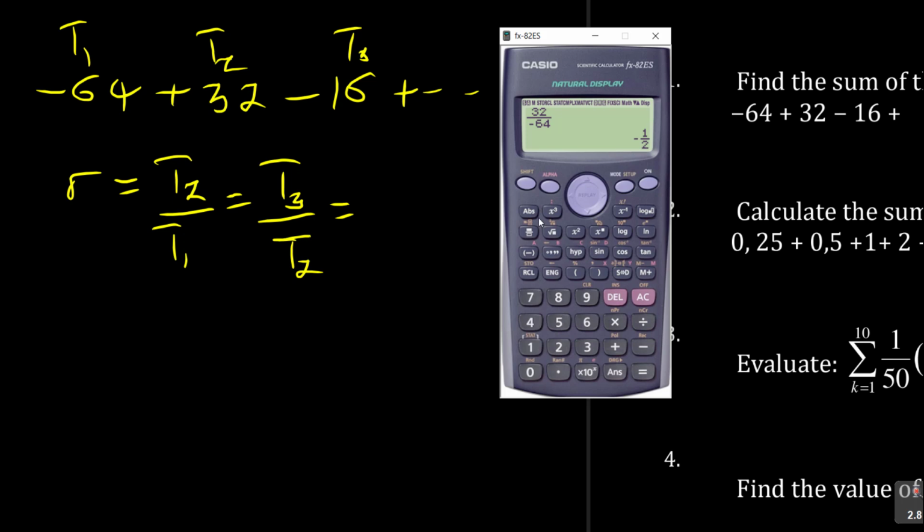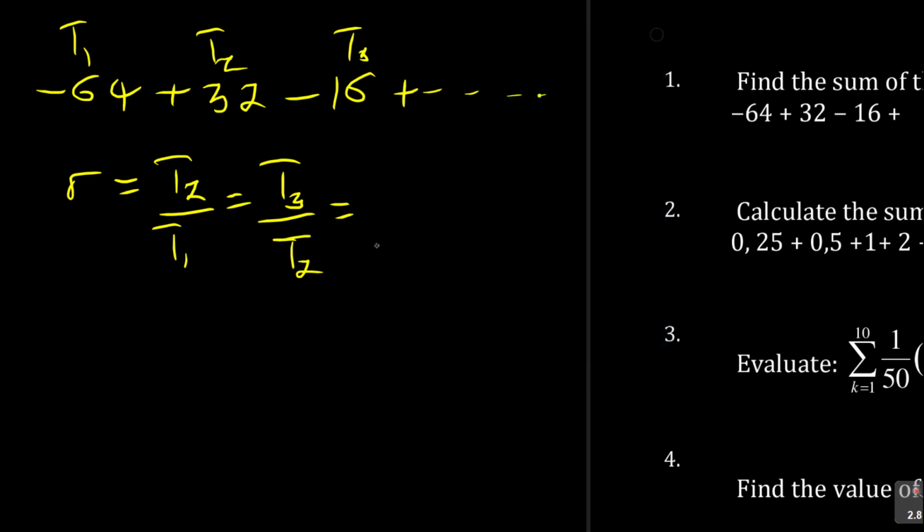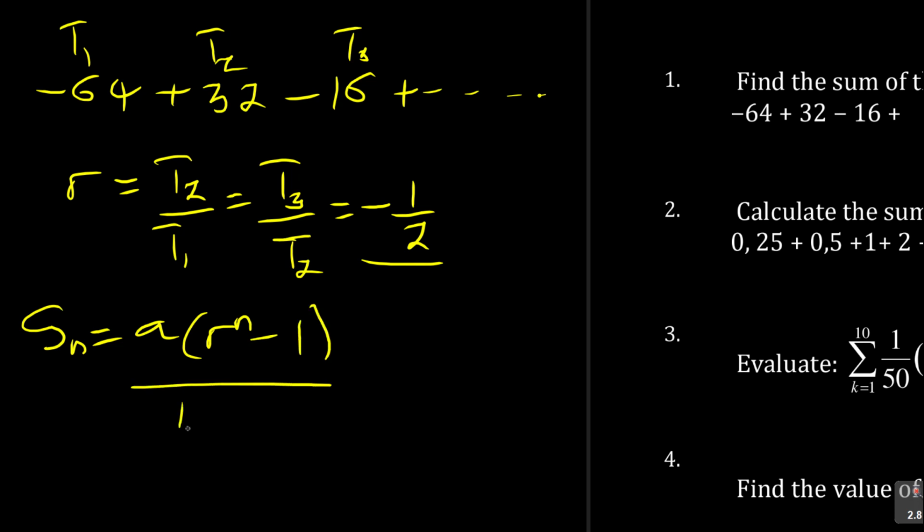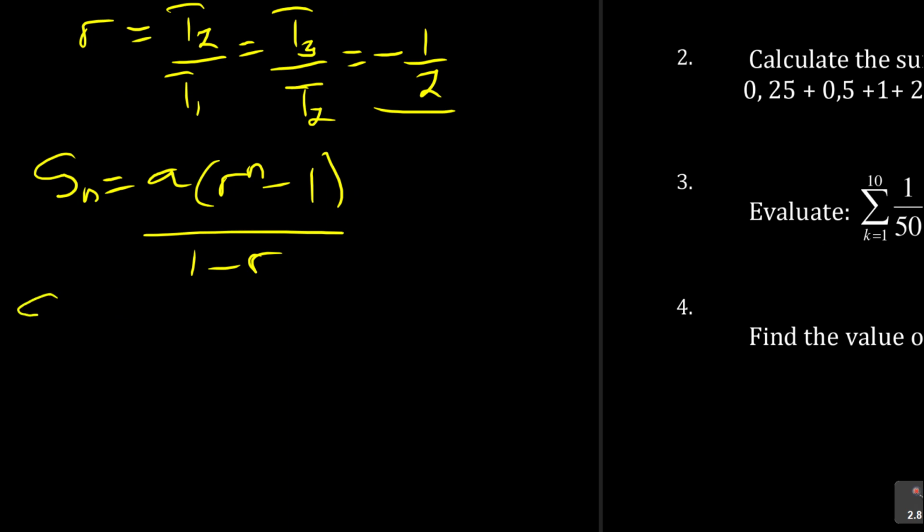Let me try the other one, which is T3 over T2: negative 16 over 32. Again, it's negative half. You see that? I'm getting a consistent negative half. That's my common ratio. Now find the sum. Sn is equal to a(r^n minus 1) over r minus 1. So we can now use the formula.